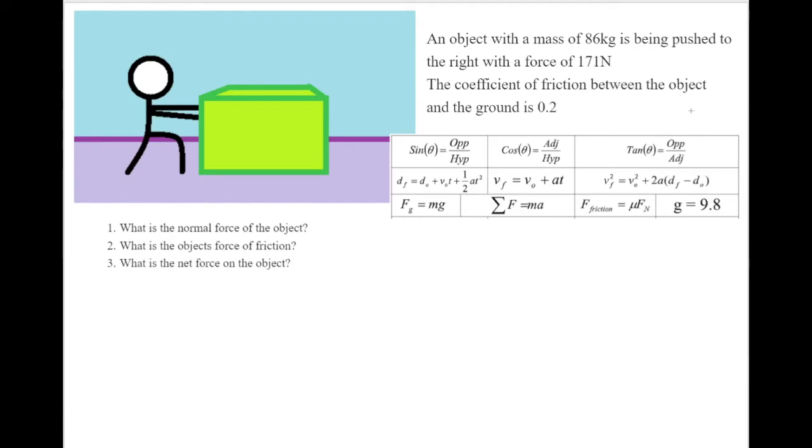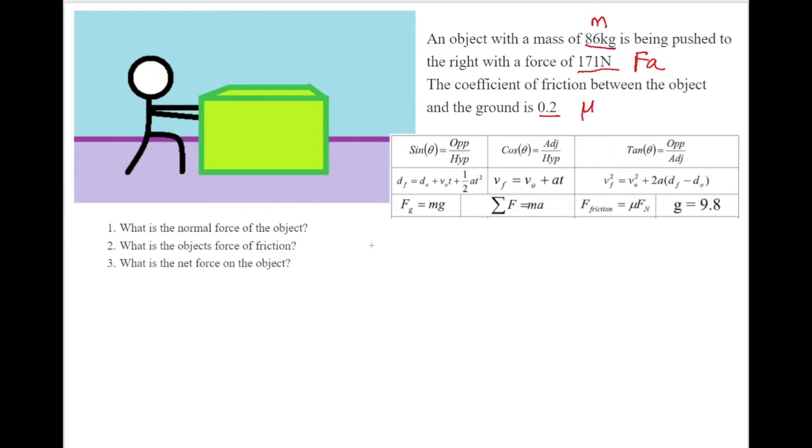All right, guys, let's go ahead and get started here with our first problem. It says an object with a mass of 86 kilograms, so I'm going to highlight this part, is being pushed to the right with a force of 171 newtons. Being pushed to the right is talking about an applied force. The coefficient of friction between the object and the ground is 0.2, so this is talking about my coefficient.